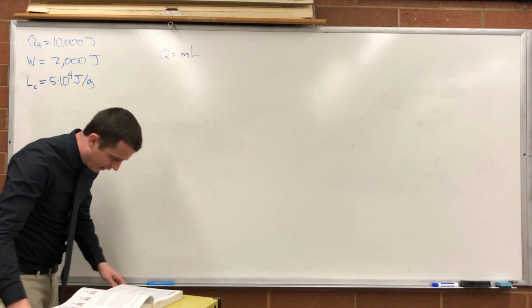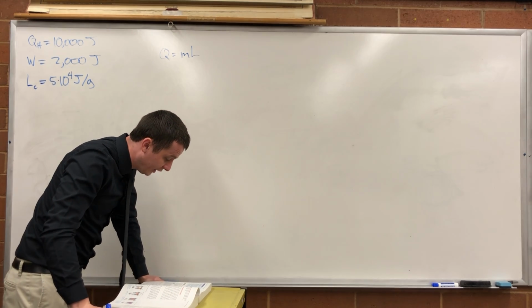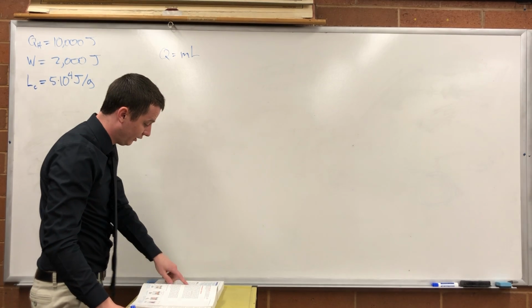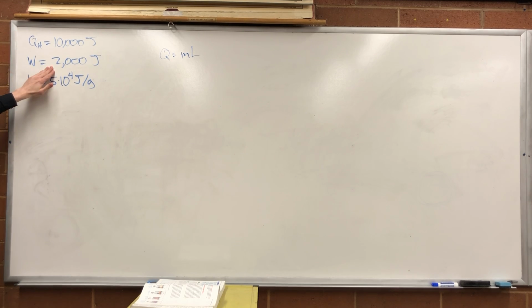Okay. Let's see. And then what is the thermal efficiency of this engine? Okay, what's the efficiency? It's a heat engine. And it's E equals W over Q. You're getting 2,000 joules of work for every 10,000 joules of heat you put in.